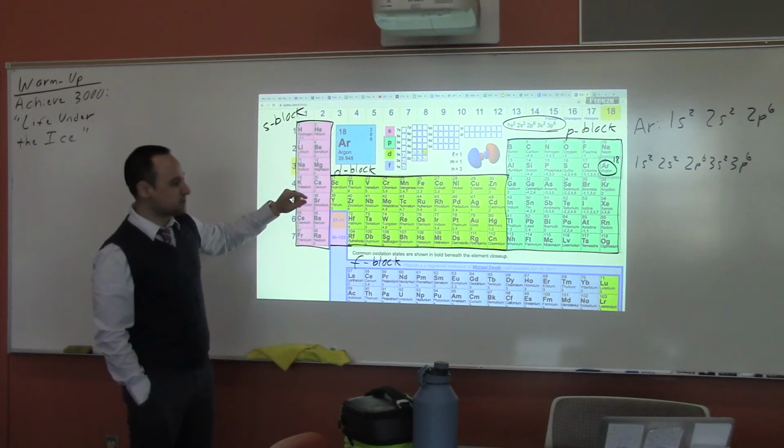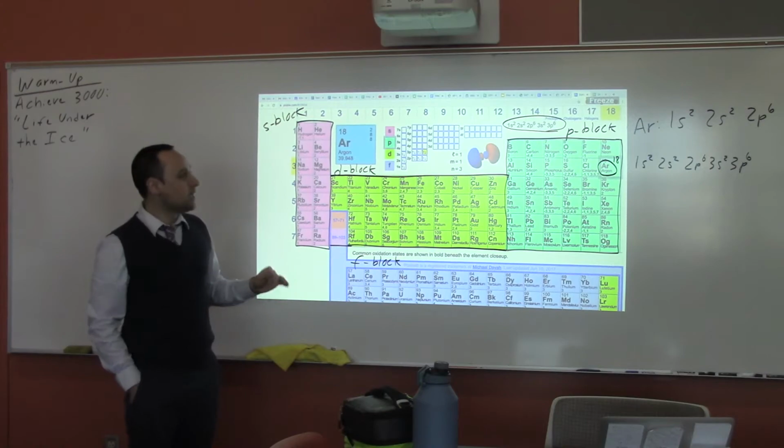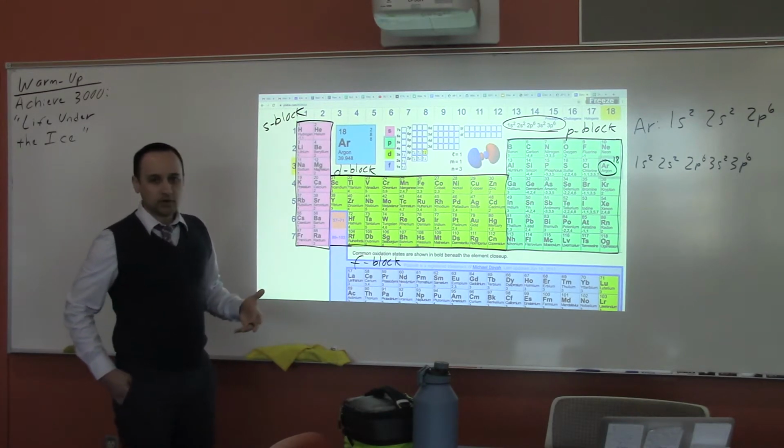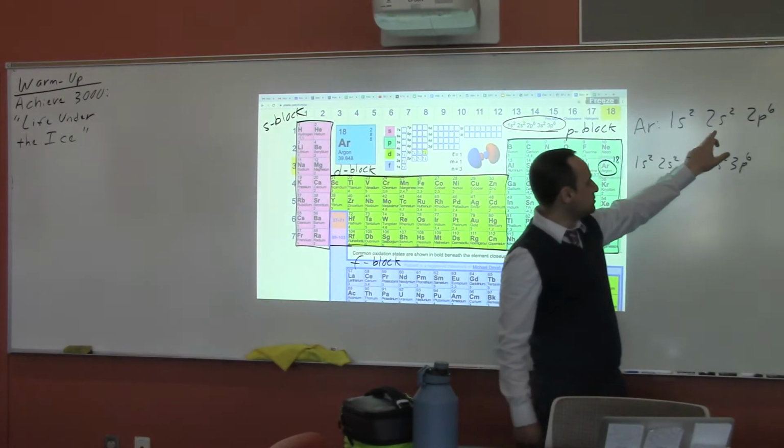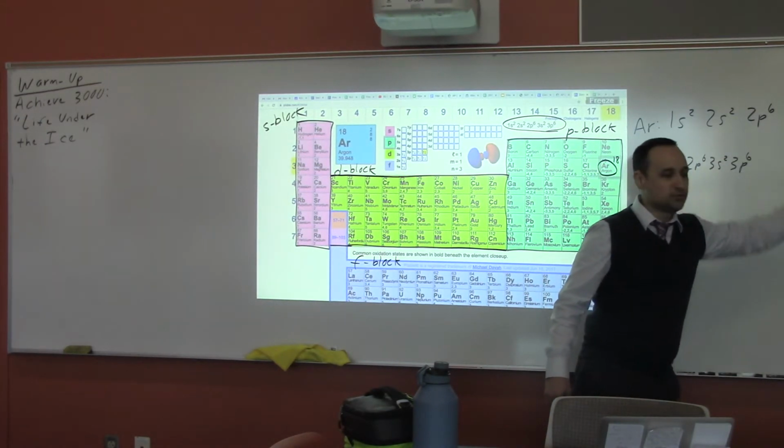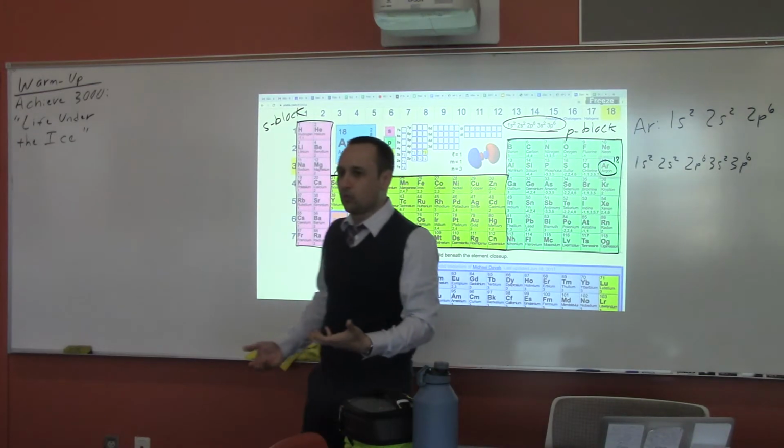All right, so here we go. So we want to learn how to get here, right? So how do we get to argon being 1s2, 2s2, 2p6, 3s2, 3p6? How do we get there? What in the world is going on?